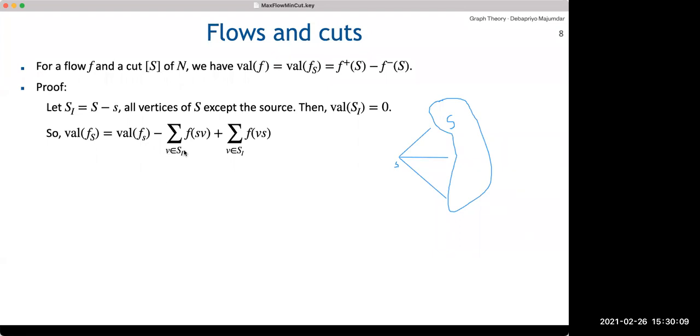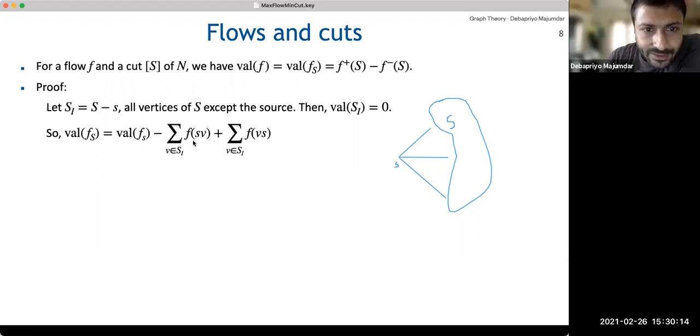So, okay, this is for all vertices. Basically it's like this. SVs are all these edges. And VS typically you wouldn't have any, but in case you have opposite edges also, sometimes you may define it that way, that you have opposite edges also, right? Okay, so this is this portion.